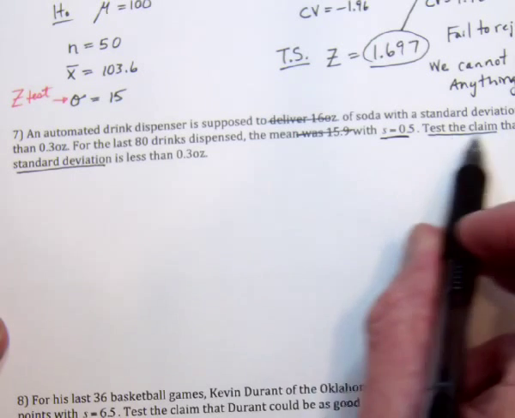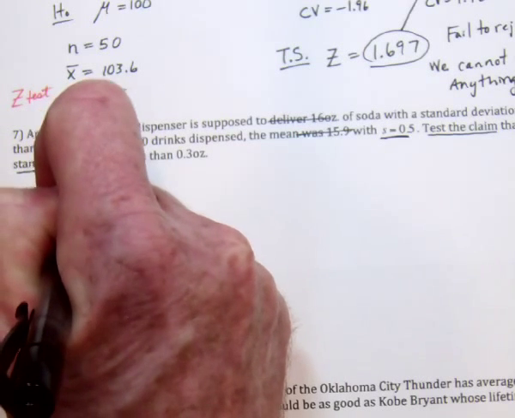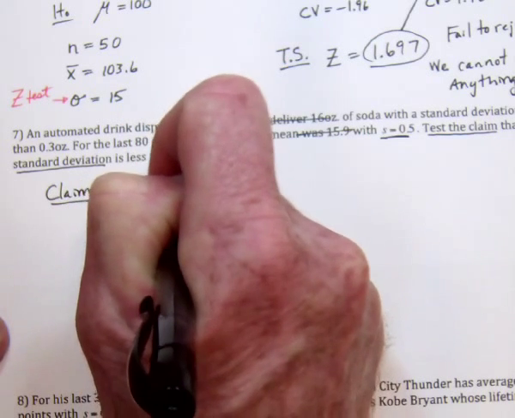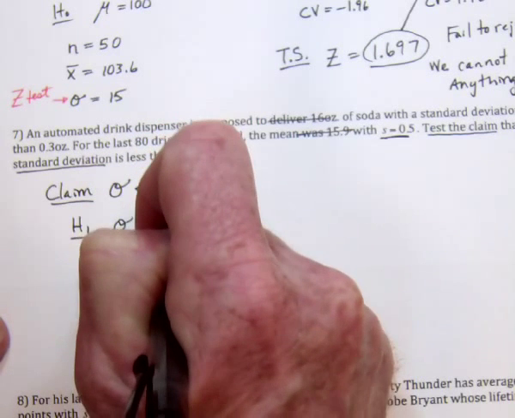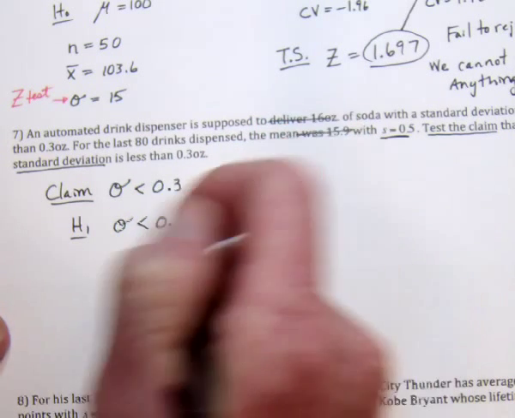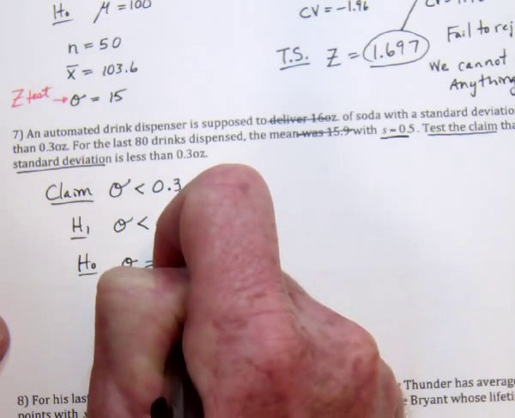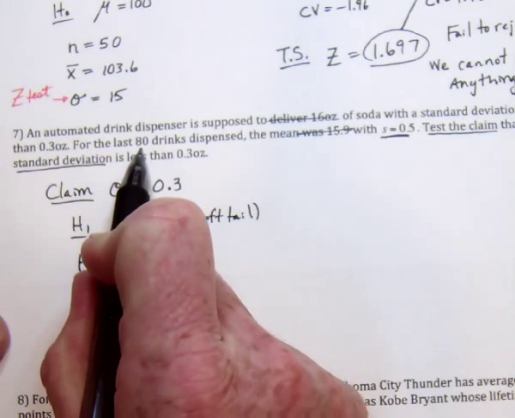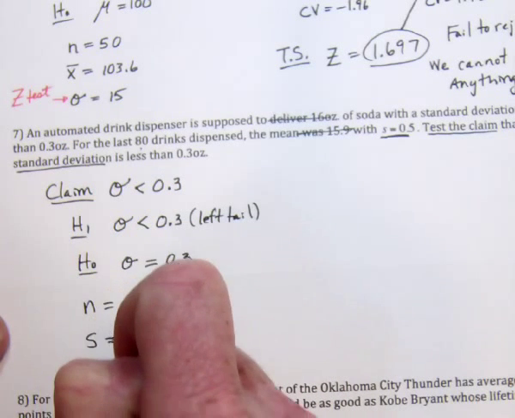Okay, so test the claim that the standard deviation is less than 0.3. So the claim: standard deviation overall is less than 0.3. H1 is allowed to have a less than, so that stays the same, making it a left-tailed test. H sub 0, always the same, equals. And then the only sample data I have is that there were 80 drinks, so that's n equals 80, and that the sample standard deviation was 0.5.